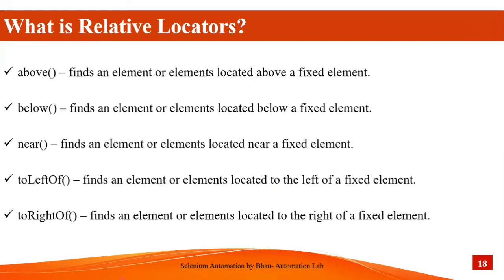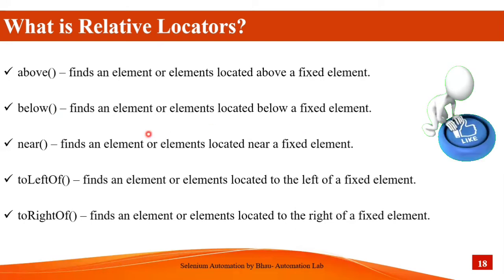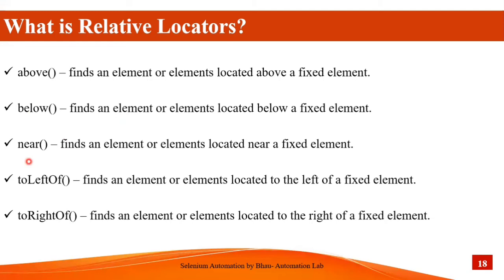So what are relative locators? In this topic, we will see above. Above means find an element or elements located above a fixed element. For any fixed element, you can find the element above it using the above locator. With the below locator, you can find an element or elements located below a fixed element. For any fixed element, you can find the element below it using the below locator.